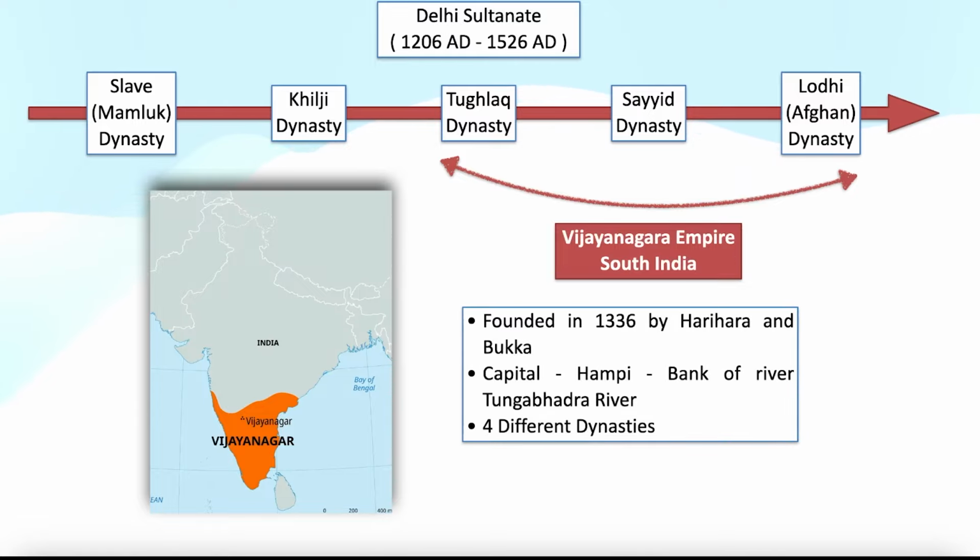It was founded in 1336 by Harihara and Bukka Rai. The capital was at Hampi. That city of Hampi is situated on the bank of river Tungabhadra. You also need to remember that the Vijayanagar Empire was ruled by 4 different dynasties. First is Sangam dynasty, second is Suluva dynasty, third is Tuluva dynasty, and fourth is Aravidu dynasty. So you can remember in the form of SSTA.